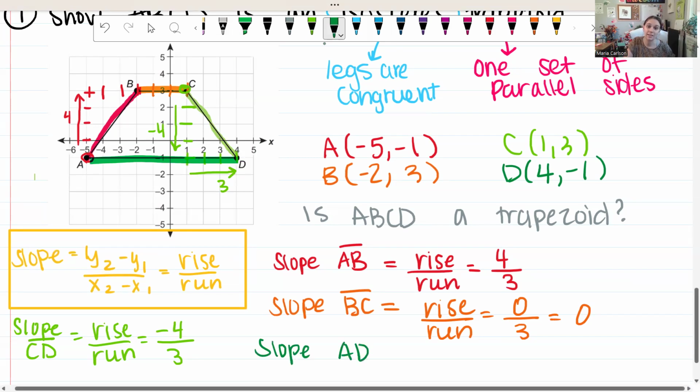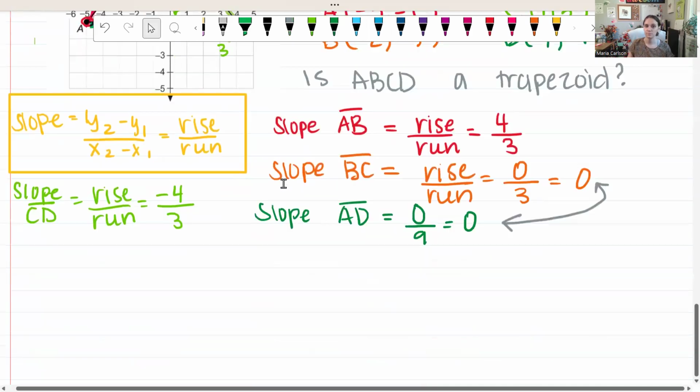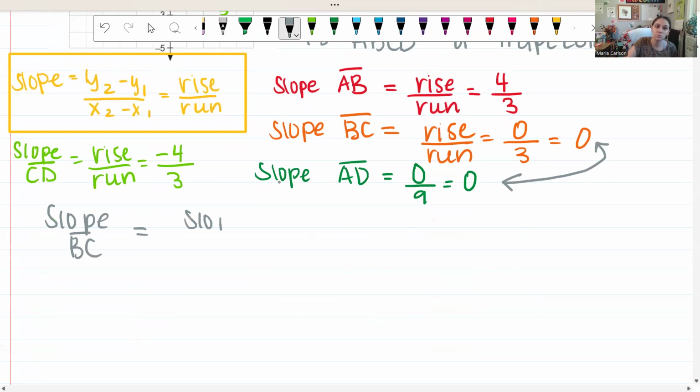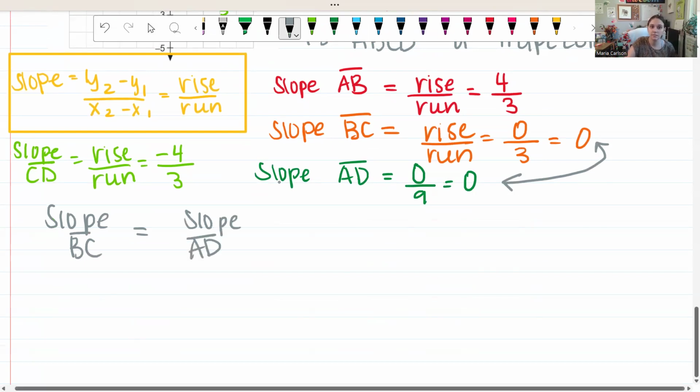And AD is another flat line, right? I notice I'm not going to have to rise up or down anything. So my rise would be 0 over this run is 1, 2, 3, 4, 5, 6, 7, 8, 9. So please notice that these two slopes are equal. So I could say the slope of BC equals the slope of AD. And therefore, these two lines, BC and AD, are parallel.